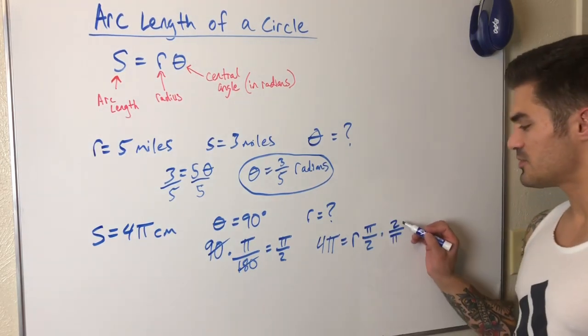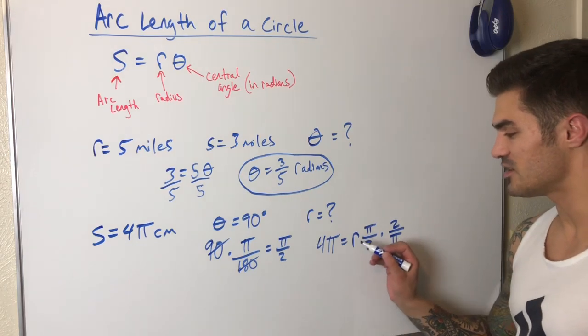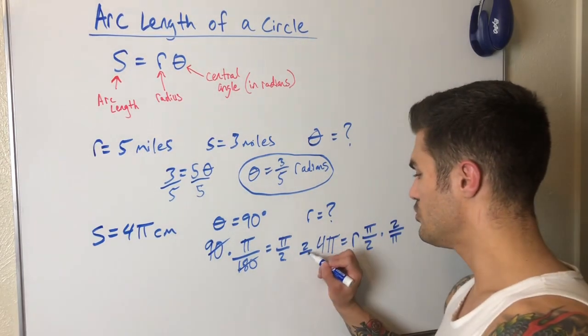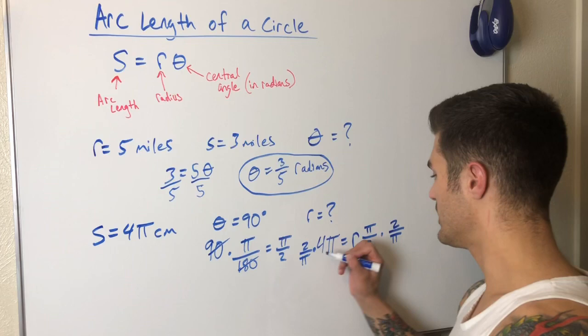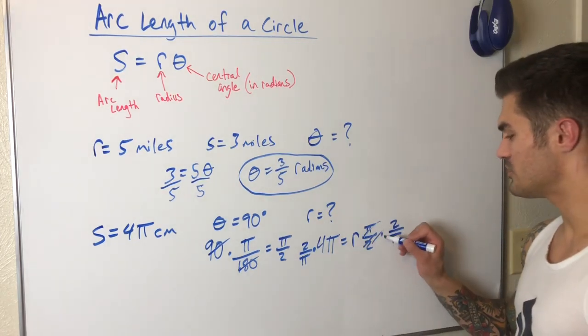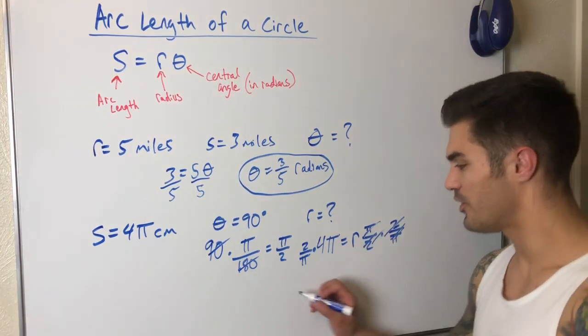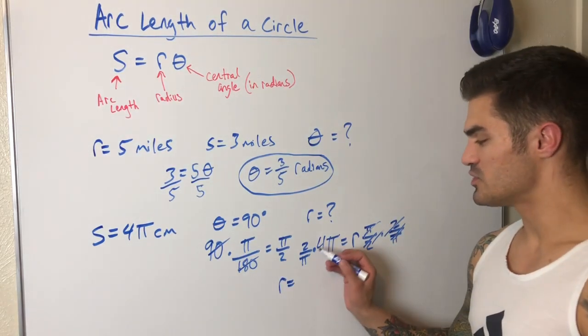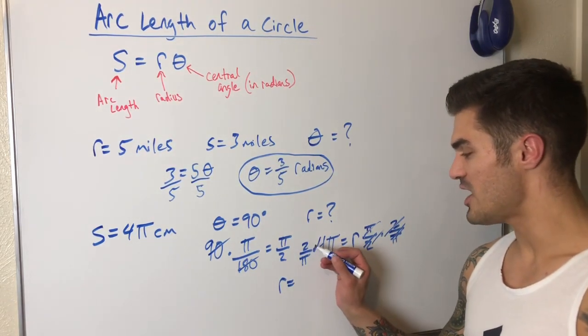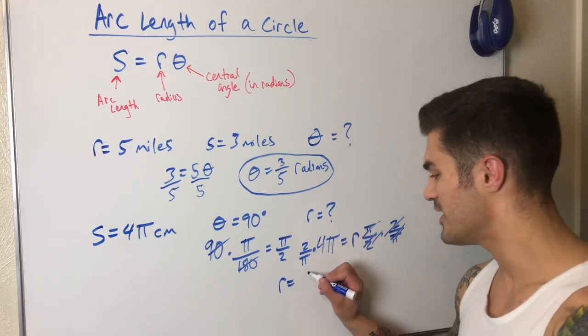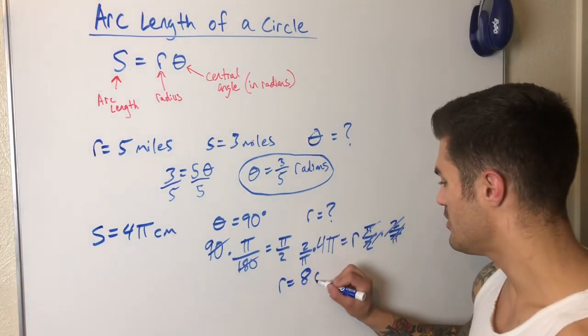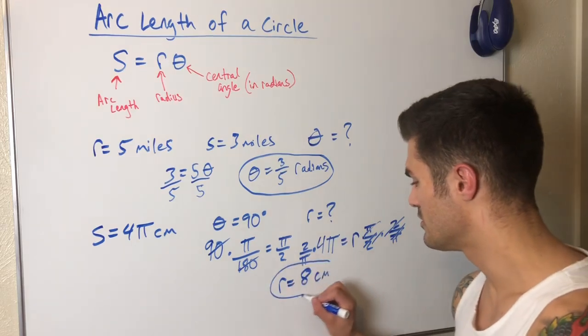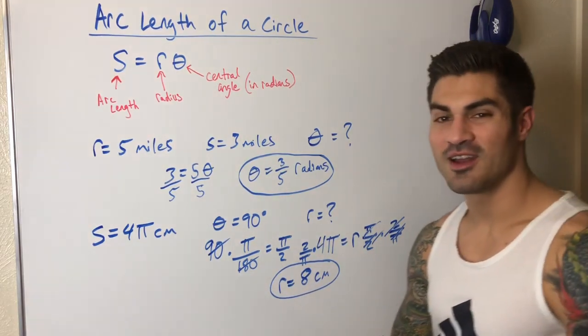So I'm going to multiply both sides by 2 over pi because that's going to get the r by itself, because pi over 2 times 2 over pi is 1, so I'm left with r. And r equals what? 2 over pi times 4 pi. That's just 8 pi over pi. That is 8. And I have 8 what? Centimeters. Alright, not too bad, right?